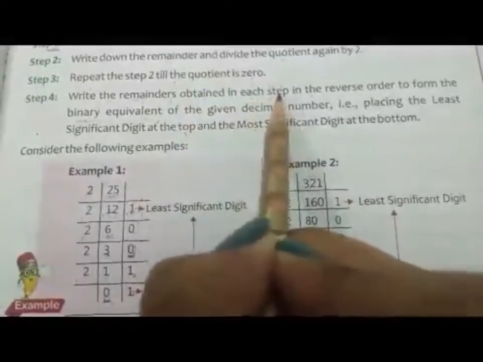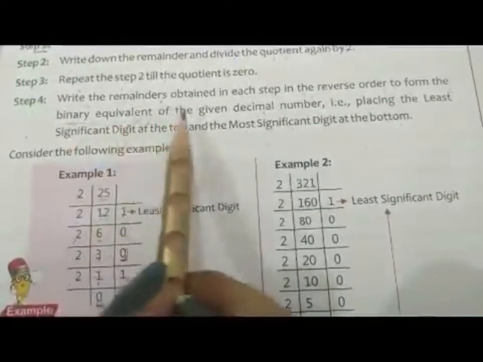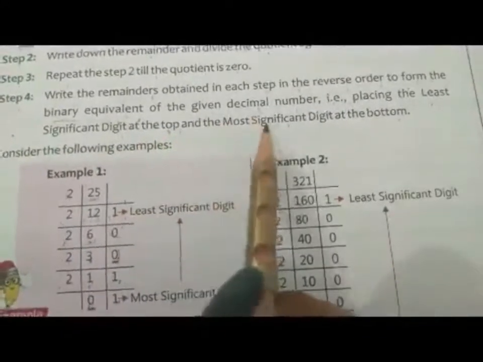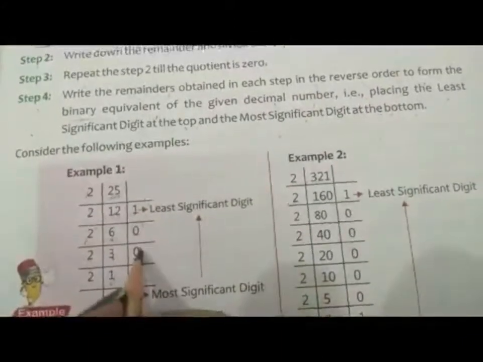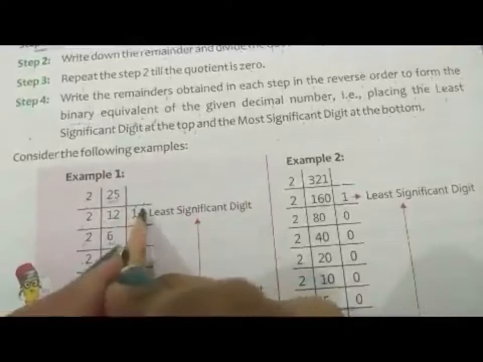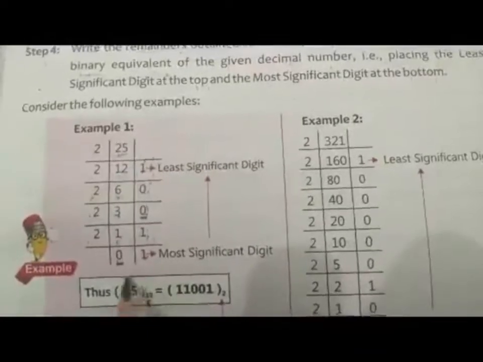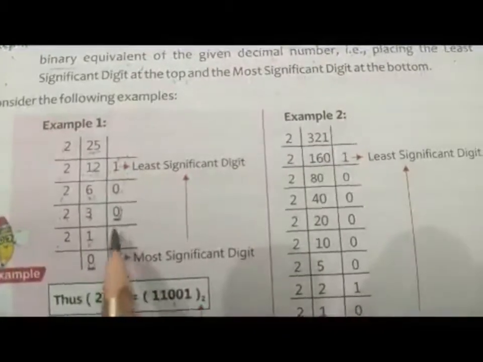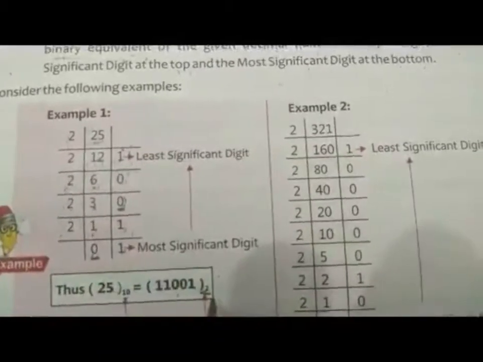As told in step 4, write the remainders obtained in each step in the reverse order to form the binary equivalent of the given decimal number, placing the least significant digit at the top and the most significant digit at the bottom. So let's start: 1 1 0 0 1. This is the binary equivalent as it is written here. 25 base 10, the decimal number, is converted into the binary equivalent 11001 with base 2. So we have converted the decimal number into the binary number.